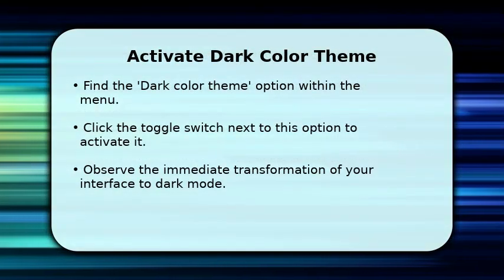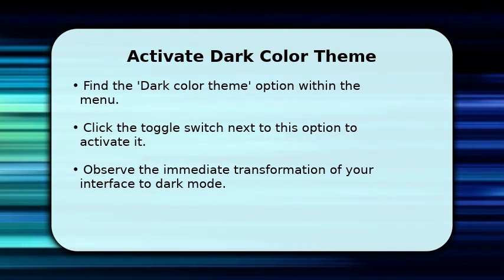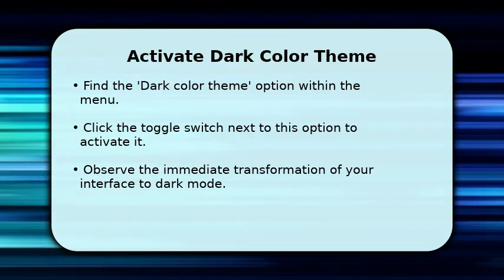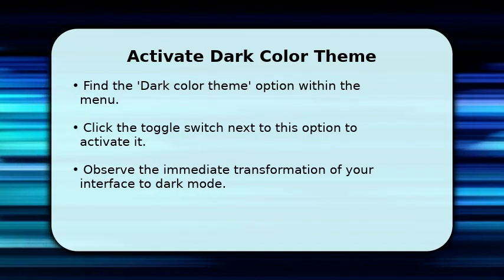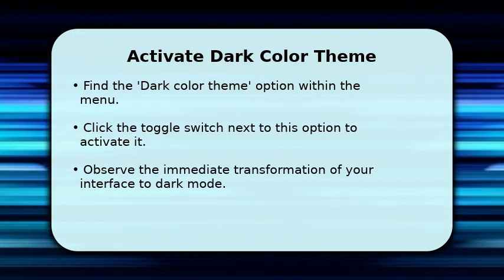Once the drop-down menu appears, look for the dark color theme option. It's usually clearly labeled and easy to spot. You'll see a toggle switch right next to it. Simply click this switch to turn it on. As soon as you do, your entire TradingView interface will instantly switch to a sleek, dark mode, providing a visually distinct and often preferred aesthetic.